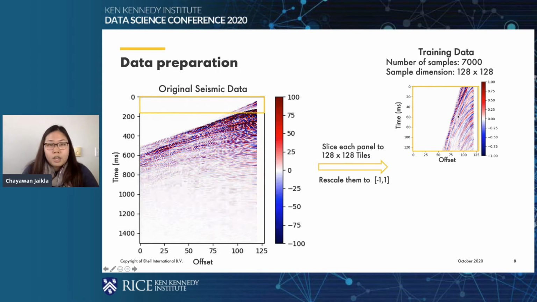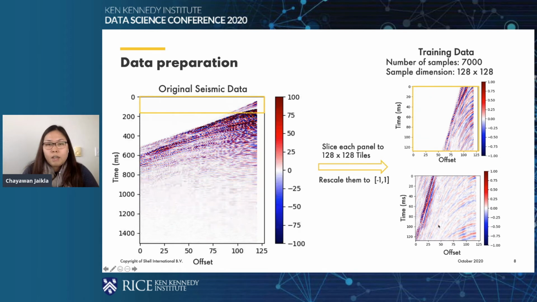Here are the results of the panels that we rescaled and sliced from the original image. And this is another example of training images that we sliced from the deeper section of the original seismic data. As a result of this rescaling and slicing, we have 7,000 images to train our model.